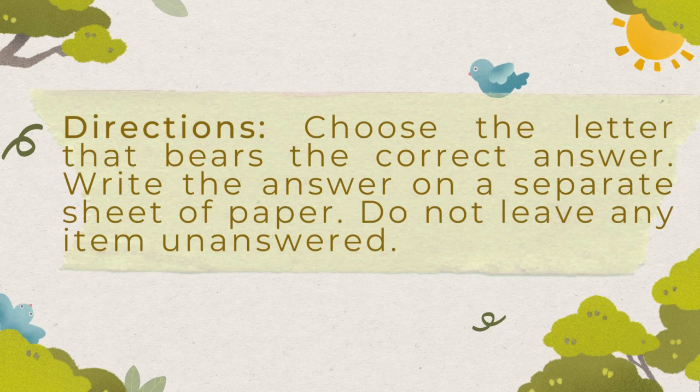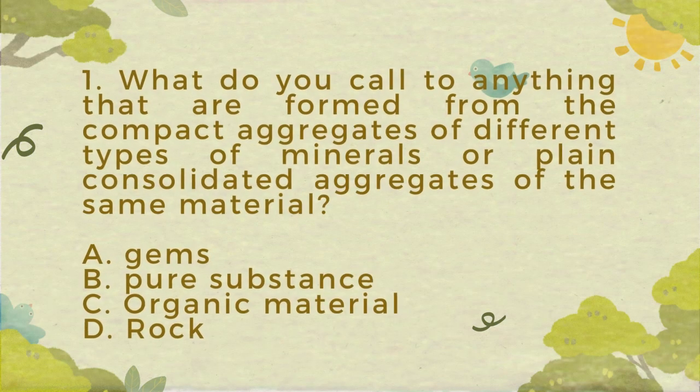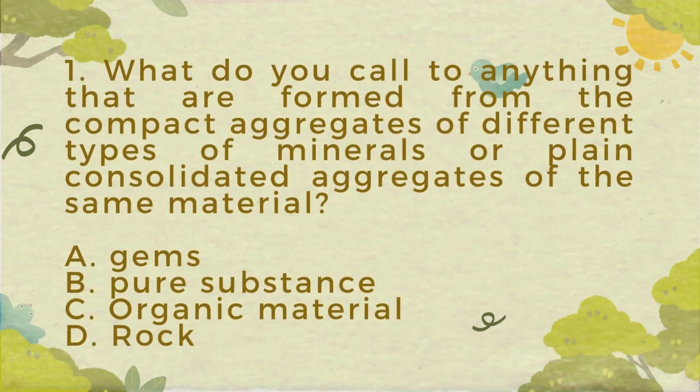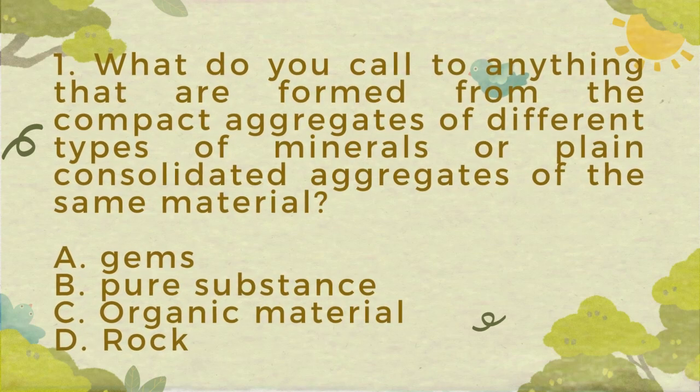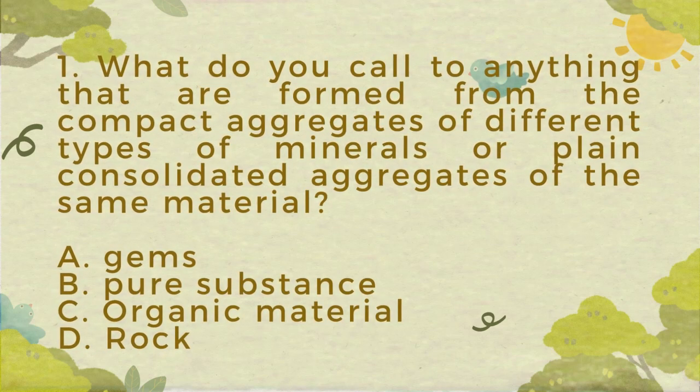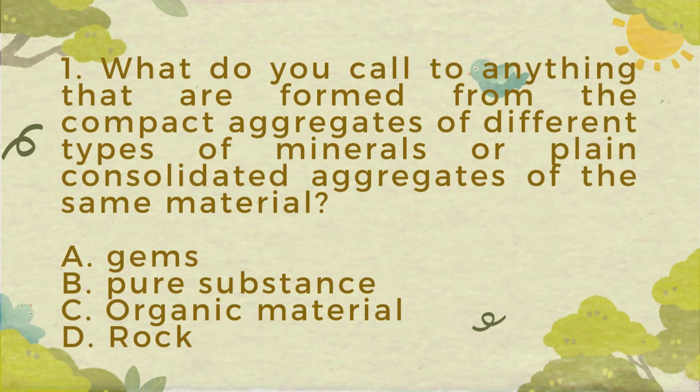If so, let's start. Question number 1. What do you call to anything that are formed from compact aggregates of different types of minerals or plain consolidated aggregates of the same mineral? A. Gems. B. Pure substance. C. Organic material. And D. Rock.